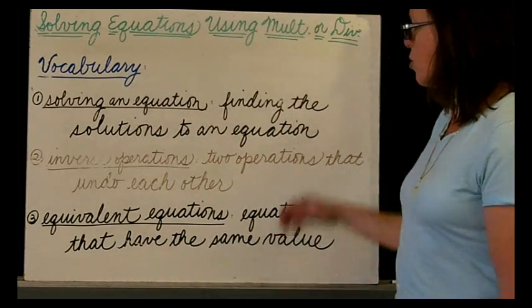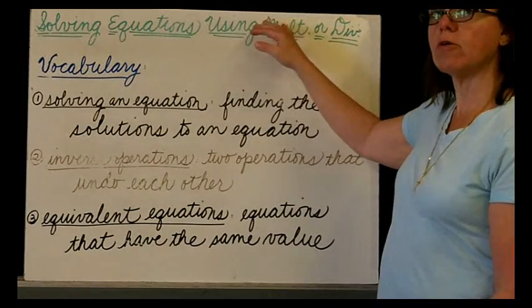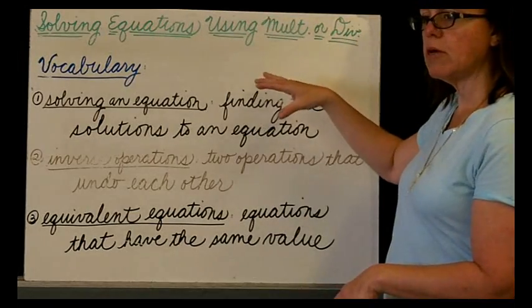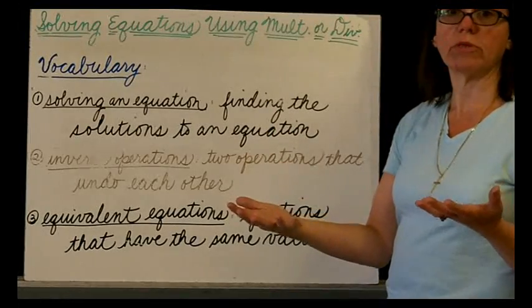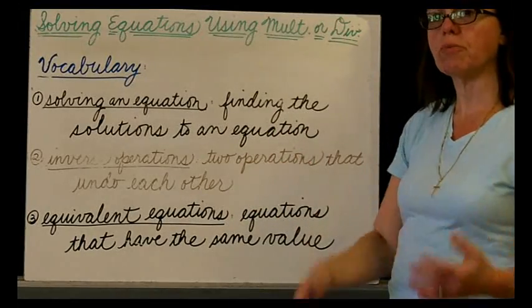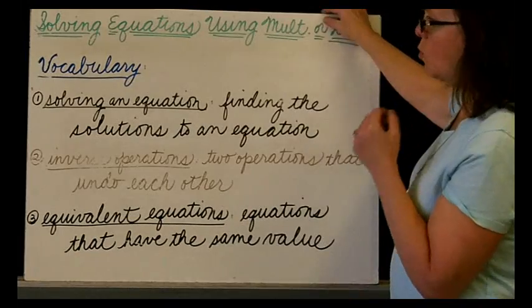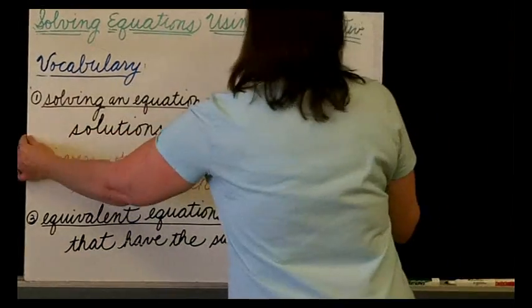And then our third and final term for this lesson, equivalent equations, which are equations that have the same value. For what we'll be doing here, that basically means each side of an equal sign. We're treating those as separate equations within one. Let's get right to our first example.